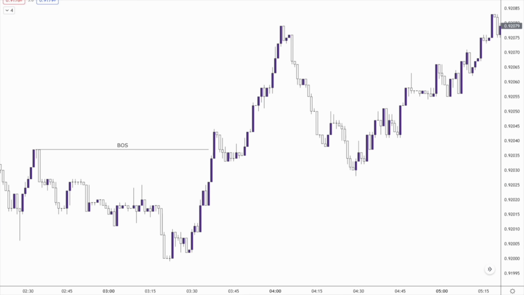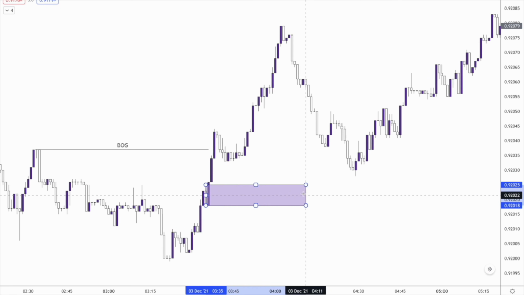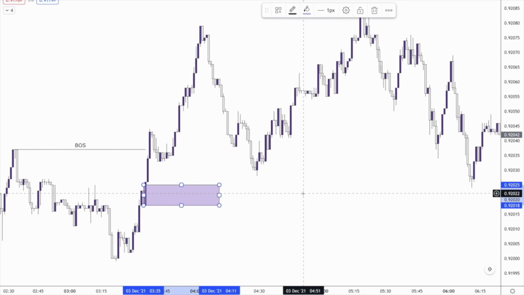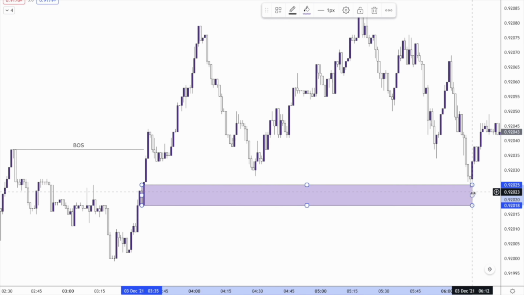So what we're going to do is mark this area as an area of interest, or an order block. Okay, and let's zoom out and we should get a mitigation from here. As you can see to the right, it does look like we do get that. As you can see, we do.